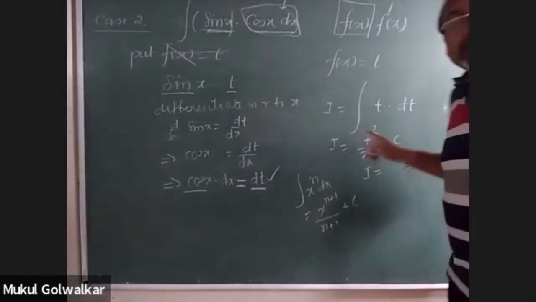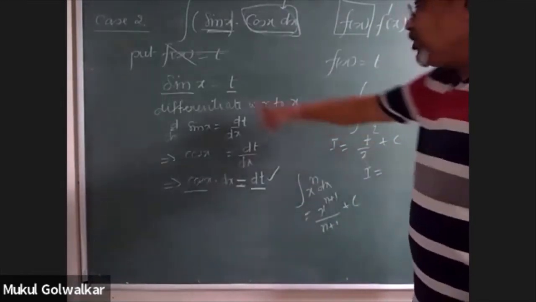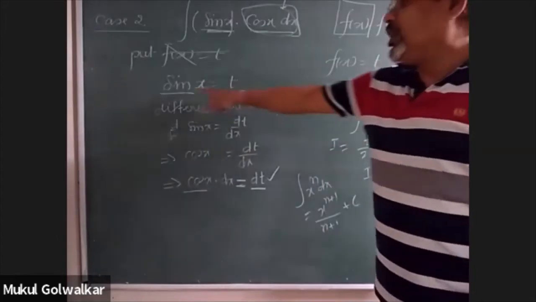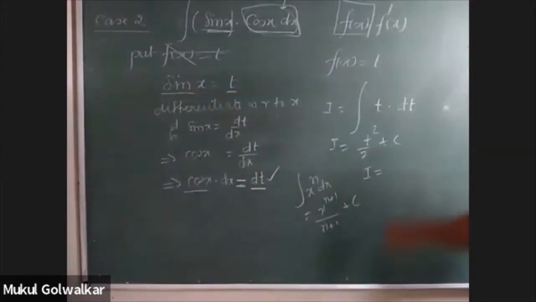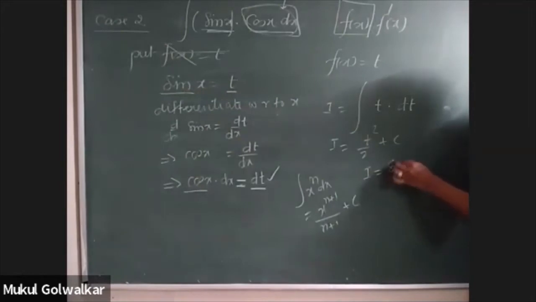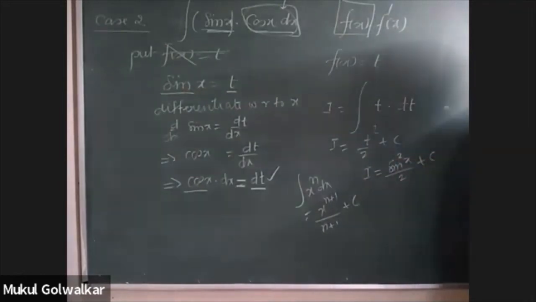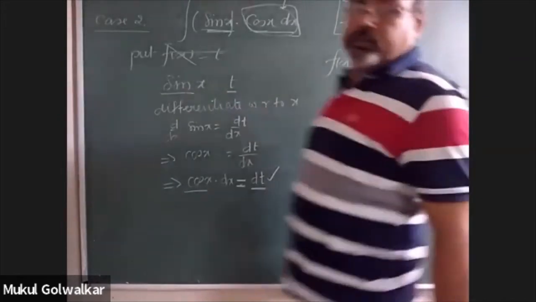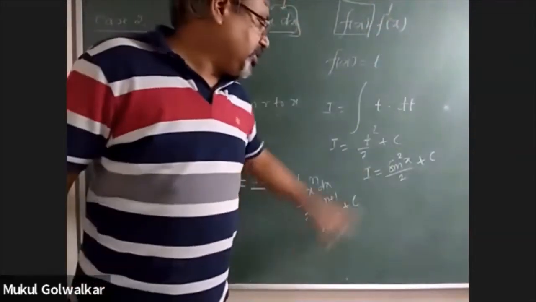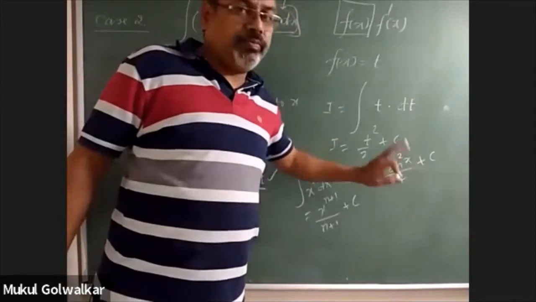After writing the answer of the integration, finally you can go for reverse substitution. That means you can substitute the value of t. So what is the value of t in this case? The value of t is equal to sin x. So we shall write this in the form of sin square x divided by 2 plus constant of integration. Correct? This is sin square x divided by 2.